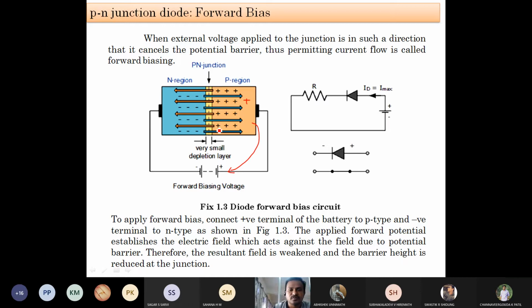By seeing this diagram, you come to know, yes, all holes which are majority carriers are moving first towards the barrier. They cross that barrier, that is the PN junction, and then enter into the N region. After reaching the N region, obviously it is the destination because it is connected to the negative terminal. So all holes are going to cross this PN junction from P region to N region. This is the flow phenomenon of holes.